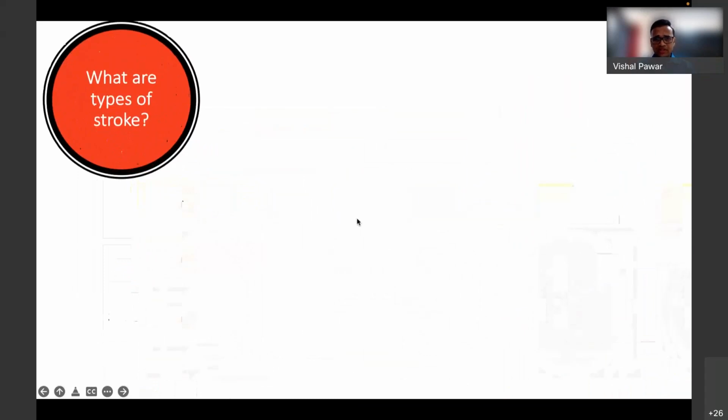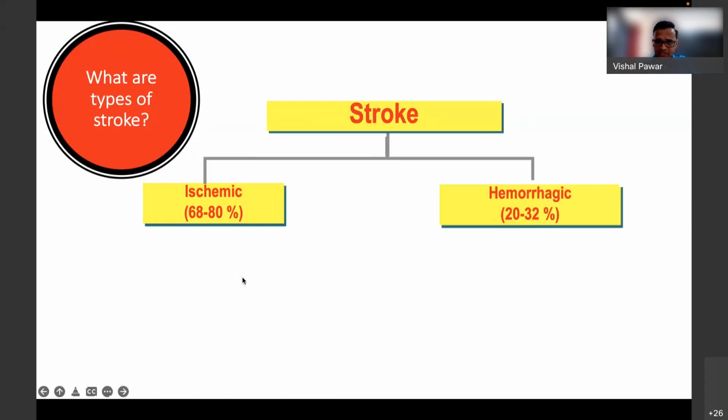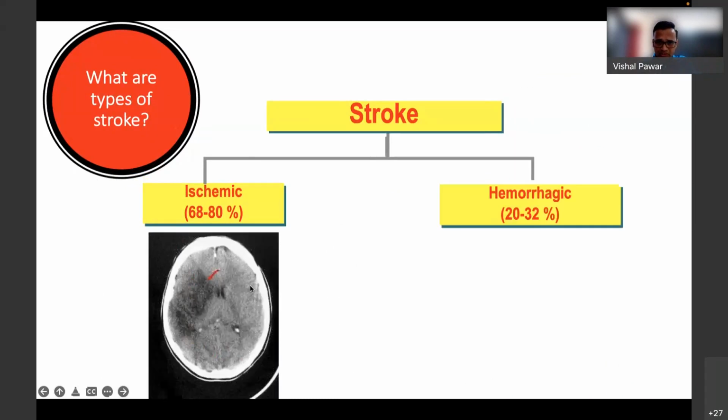So what are the different types of strokes? Basically, stroke is a clinical diagnosis. Clinically, we call it a stroke when a patient has sudden onset focal neurological deficit due to vascular cause. The stroke can be ischemic in 68 to 80% of patients and hemorrhagic in 20 to 32% of patients.